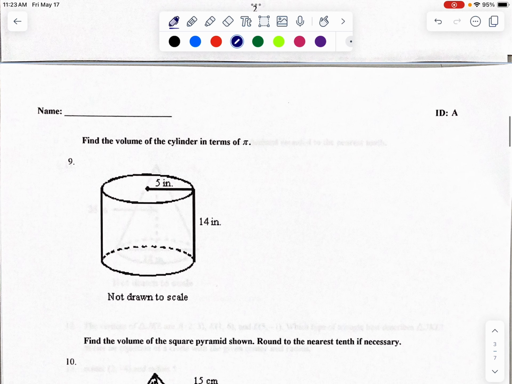Number 9, the volume formula for a cylinder is pi times the radius squared times the height. It's basically the same as the last formula. We just happen to have a circle on the bottom. It does say to leave it in terms of pi. Make sure you're following directions.